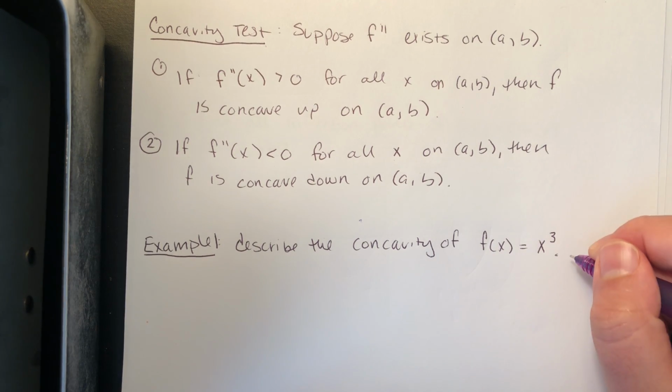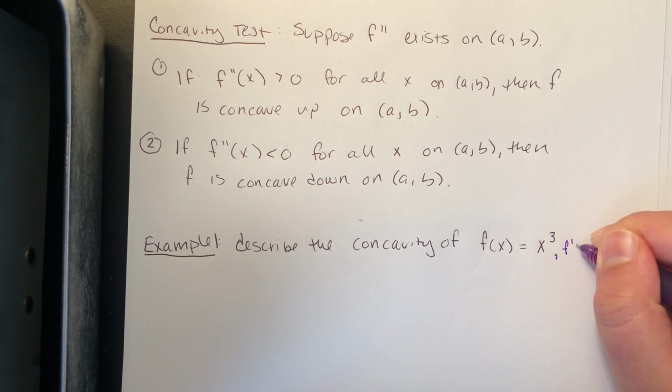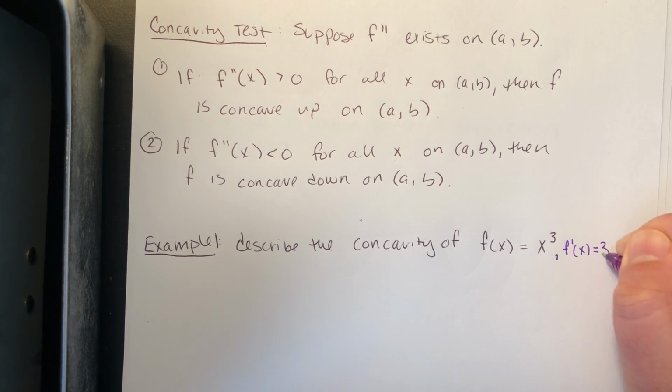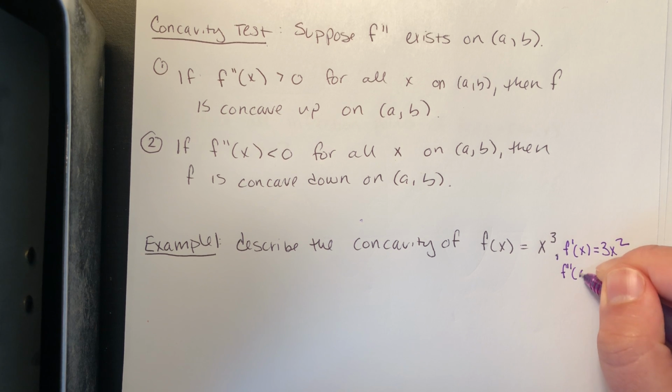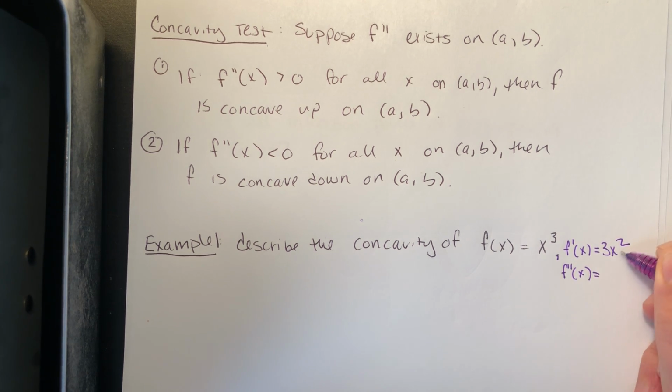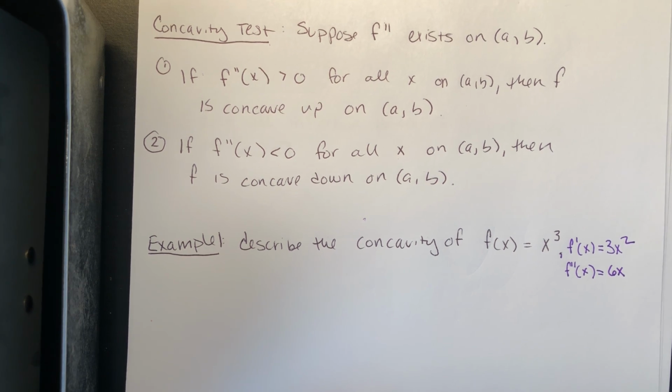So if f of x is x cubed, then f prime of x is going to be 3x squared. And f double prime of x, the derivative of the derivative, is going to be 3 times 2, which is 6x to the 1 power, or 6x.